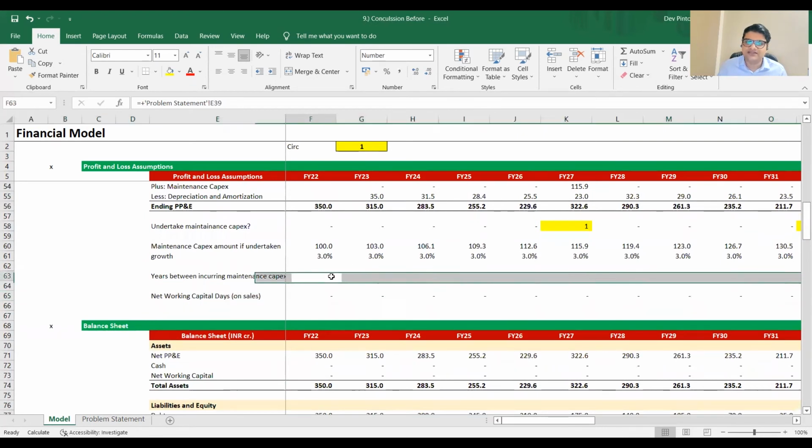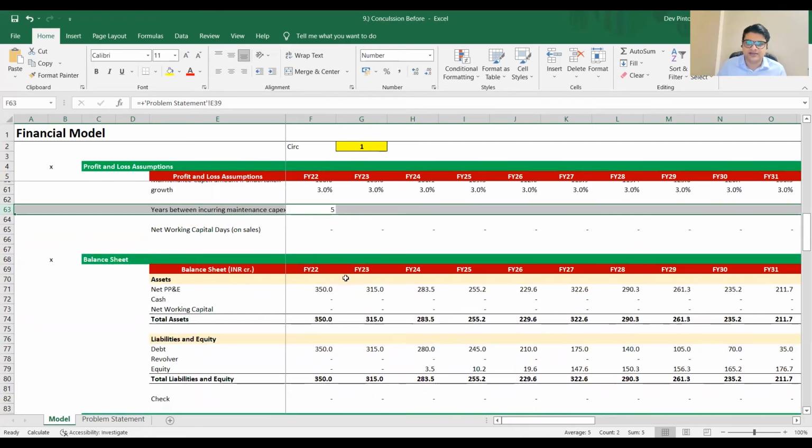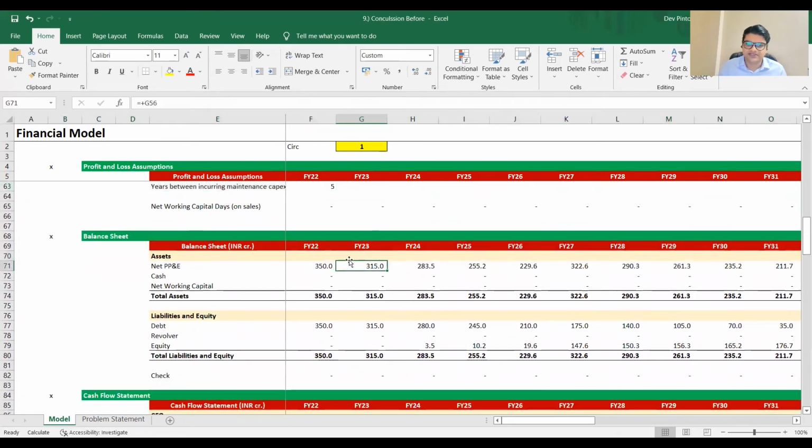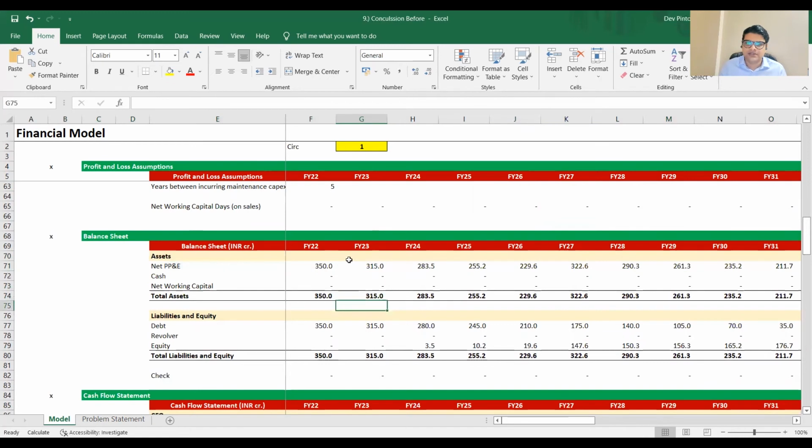We were running maintenance capex every 5 years, which is just to take care of the wear and tear, right? It's a road at the end of the day. On the balance sheet, again, there was nothing special. Like we mentioned NWC, we mentioned PP&E, which is the value of all the amount of money that you've spent to build this road, right? To build this entire asset, plant, property, and equipment.